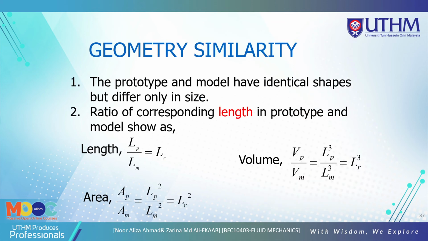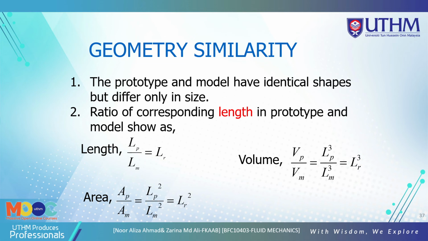So geometric similarity. The prototype and model have identical shape but differ only in size. The ratio of corresponding lengths in prototype and model is shown as LP over LM equals LR. Area, AP over AM, is equal to LP squared over LM squared, so you get the LR squared. So this is for using the geometric similarity. Volume is the volume of the prototype divided by the volume of the model. M is model.